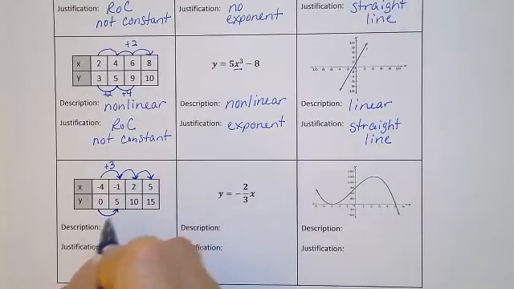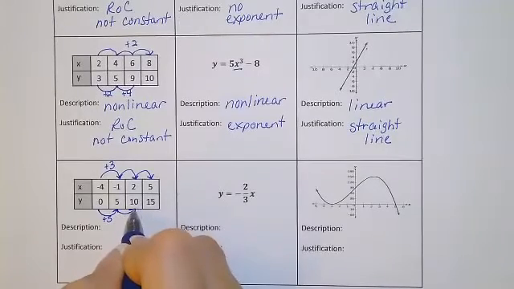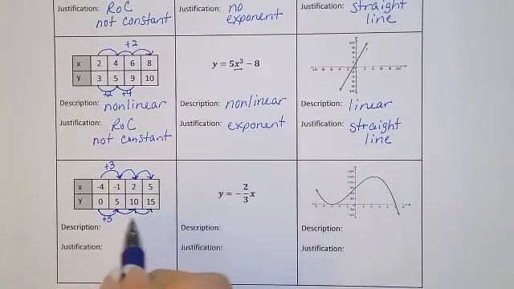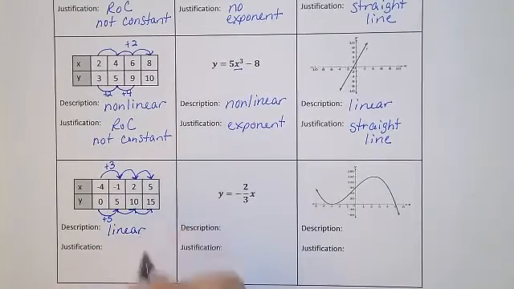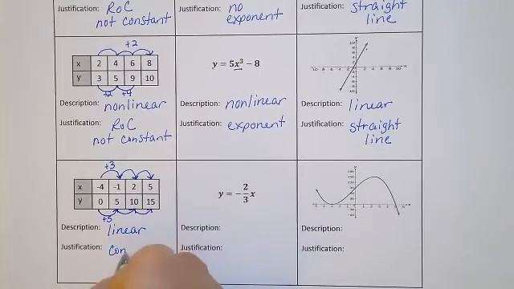0 to 5 is an increase of 5. 5 to 10 also, and 10 to 15. So we have a constant rate of change here. That means this function is linear. Constant rate of change.